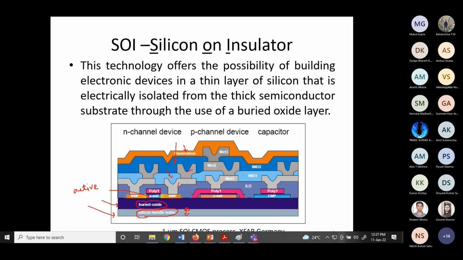This silicon on insulator wafer is a little bit different compared to a conventional CMOS wafer. In a conventional CMOS wafer, this buried oxide is not there. You see, this buried oxide is not there. Instead of buried oxide, what we have is a complete silicon wafer, no buried oxide.